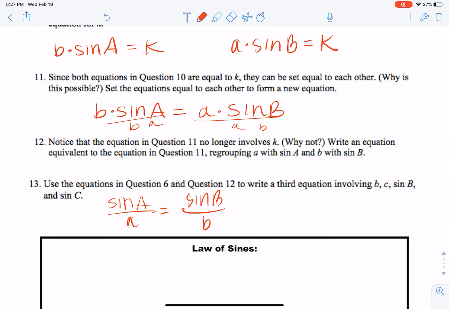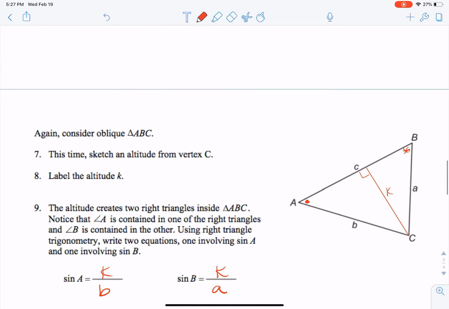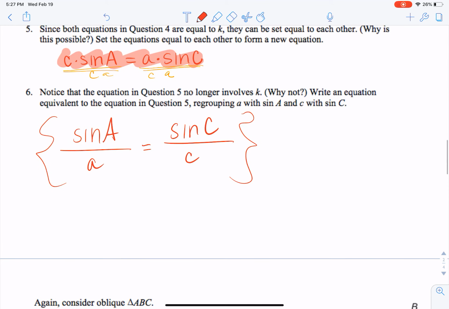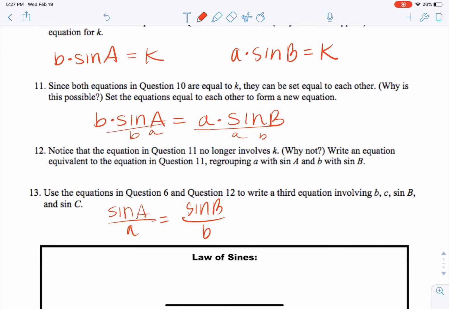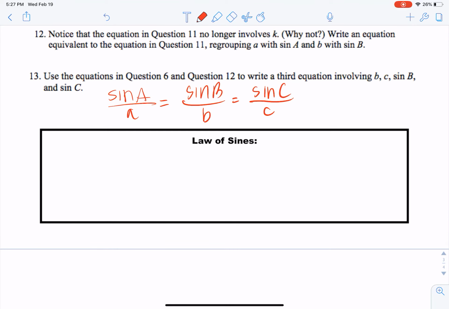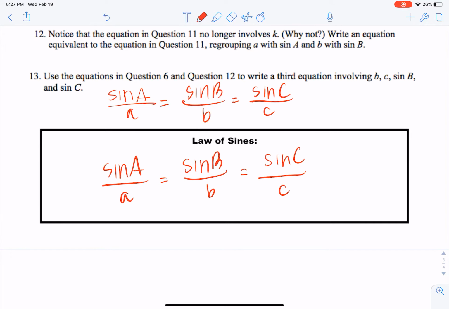So I also know from up here that sine of A over A is also equal to sine of C over C. So I'm just going to add this down here, so sine of C over C. This is my law of sines. So sine of angle A over side A is sine of angle B over side B, which is sine of angle C over side C. This is my law of sines.